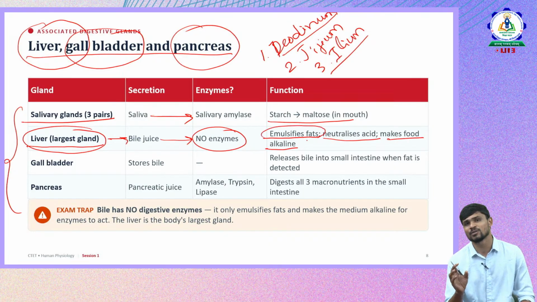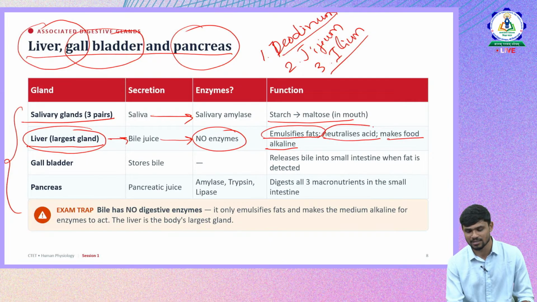The larger fat molecules will be converted into smaller fat molecules in liquid form. It breaks large globular fats into the liquid form of fats. That is not digestion, it is a kind of mechanical digestion we can think of.